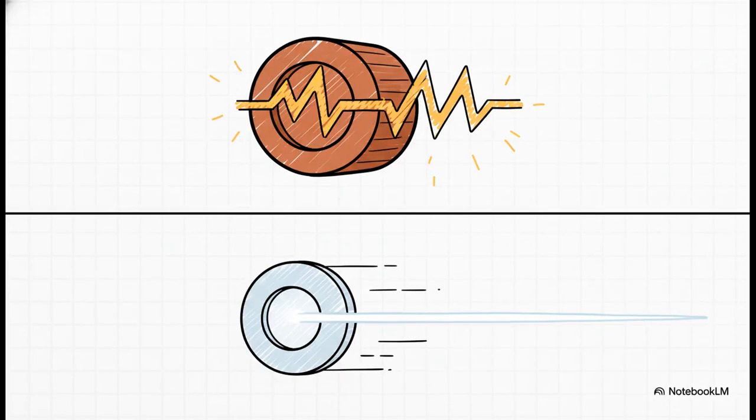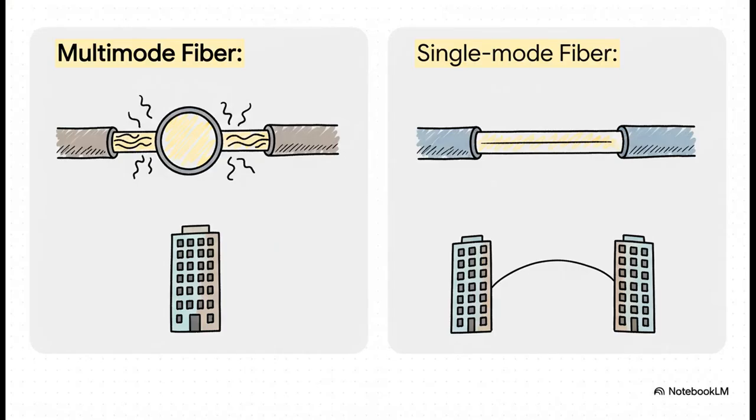And here's the magic trick. Instead of pushing an electrical signal down a copper wire, a fiber optic cable shoots pulses of light down a strand of glass that's literally as thin as a human hair. It's a totally different way of sending information, and it is incredibly fast and efficient. But not all fiber is created equal. There are really two main types you should know about.